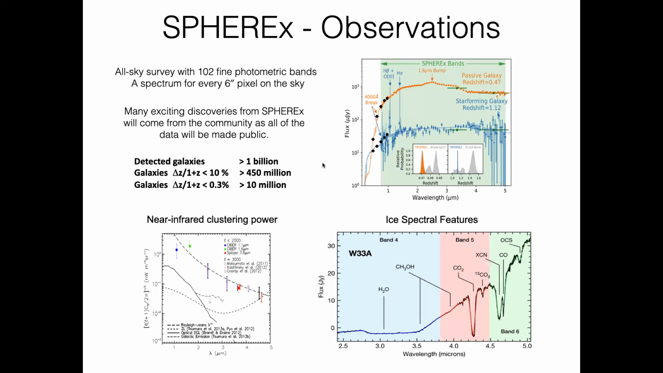Besides this, we think this is going to be a really exciting data set with a lot of discoveries. The data is actually going to be all public, for the community to go in and discover things themselves. I should also say there are the other two science goals. One of them is looking at the near infrared clustering power. This is background light that goes through a lot of the history of the universe, and we're looking at the clustering power spectrum. This is an example.